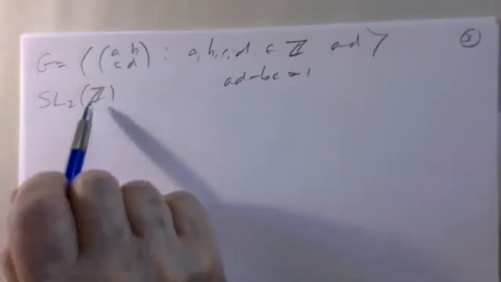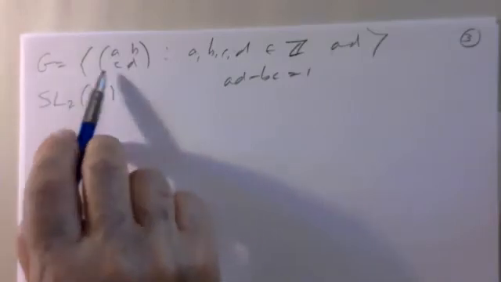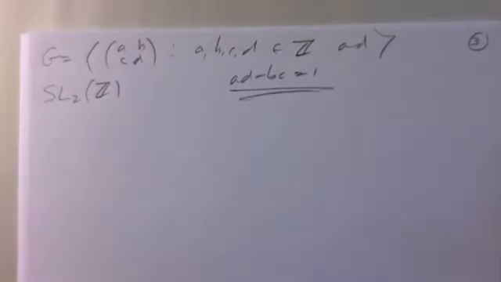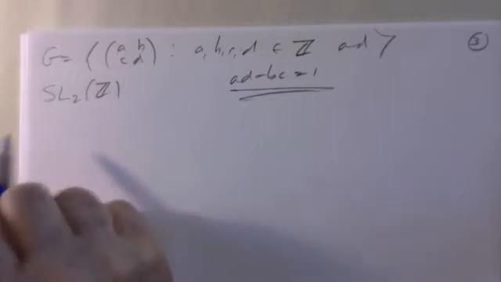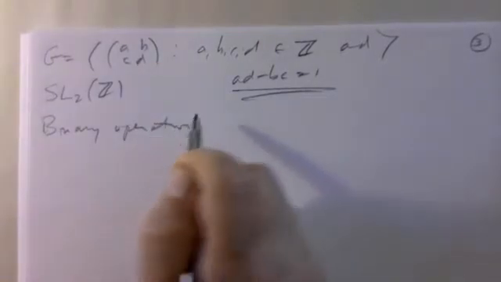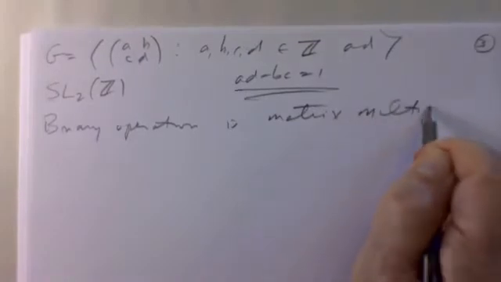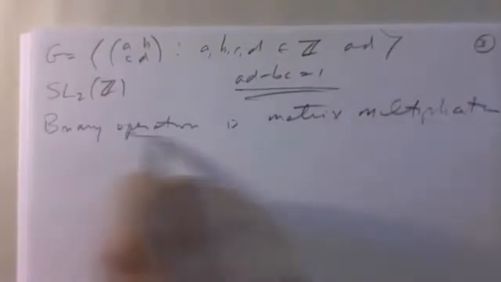The 2 means these are 2 by 2 matrices. The Z means the coordinates A, B, C, and D are integers. And S means special. What's special about these matrices is they satisfy this condition. So why is this a group? The binary operation in this set of matrices is matrix multiplication.